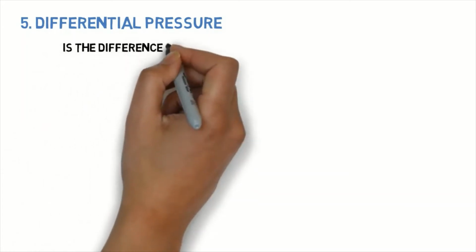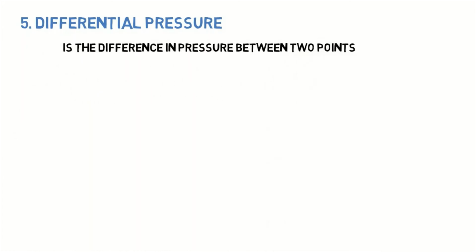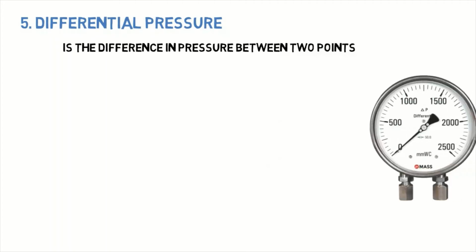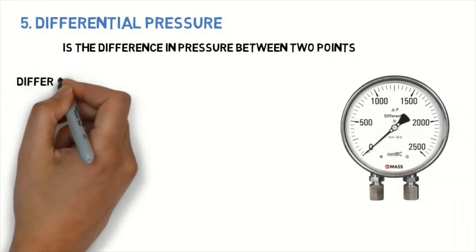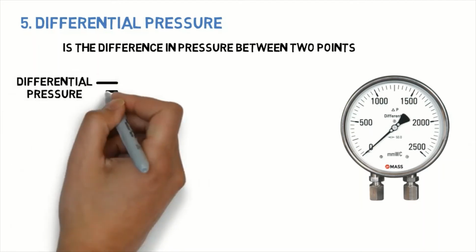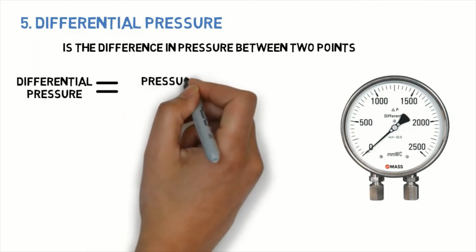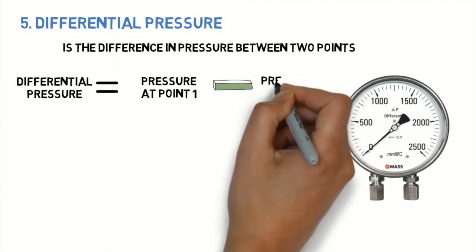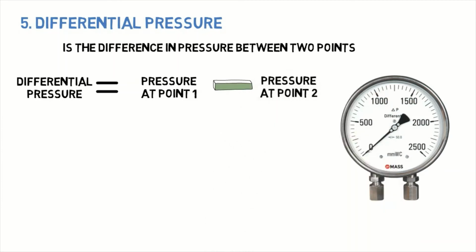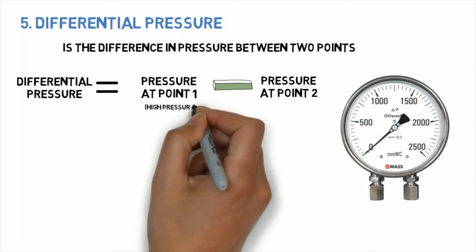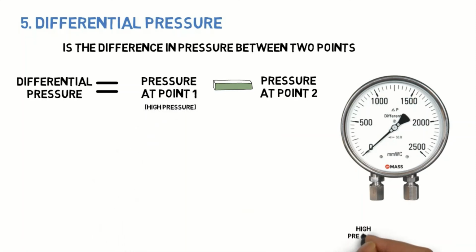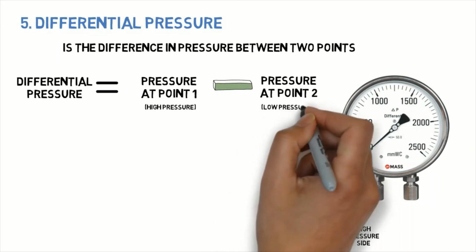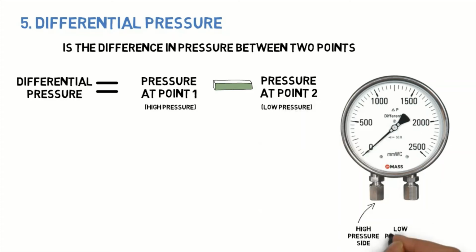Differential pressure is the difference in pressure between two points. Differential pressure is equal to pressure at point 1 minus pressure at point 2. A differential pressure gauge will be connected with the high pressure side at one end and the low pressure side at the other end. The difference between the high pressure side and the low pressure side will be indicated on the gauge.